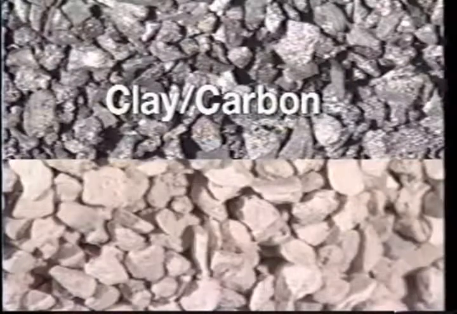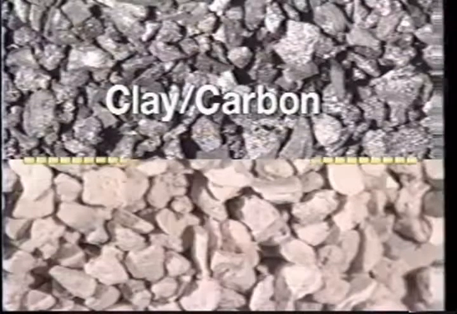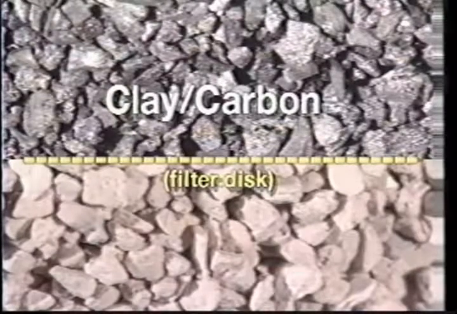The clay and carbon desiccant combination is oriented in 2 layers. Clay, on the lower layer, absorbs moisture. On the upper layer, activated carbon removes fine oil aerosols and solvents. The 2 layers are separated by a filter disc to prevent sifting.